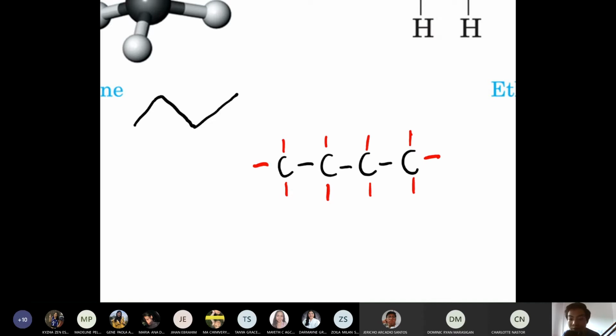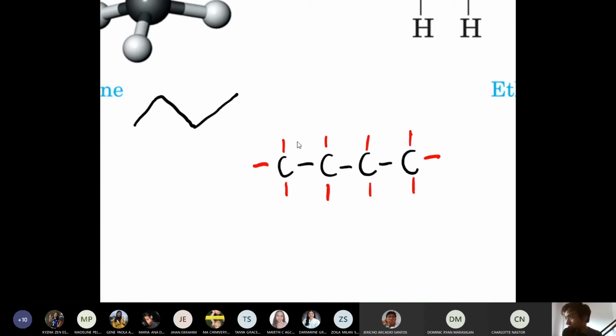Ipakita natin yung hydrogens, no? Teka lang. May umiiyak na pusa. Wait lang. Nagpapapansin lang pala siya.